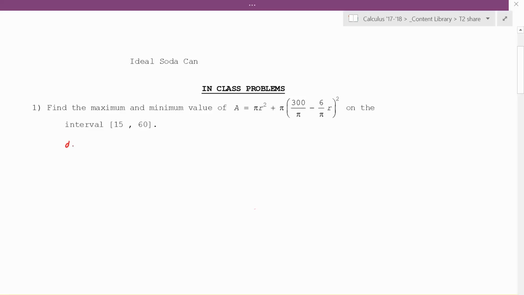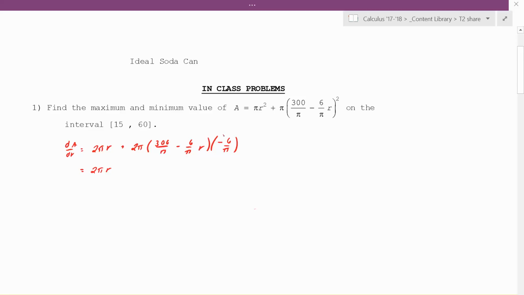So we'll take dA/dr is equal to 2 pi r plus 2 times that pi. We still have the contents of the parentheses, minus 6 over pi r, and then chain rule, the derivative of this negative 6 over pi r is a negative 6 over pi. Tidy that up some. We've got this 2 pi r, and I've got the 2 pi and also this negative 6 over pi. They're going to need to be distributed into this parentheses.